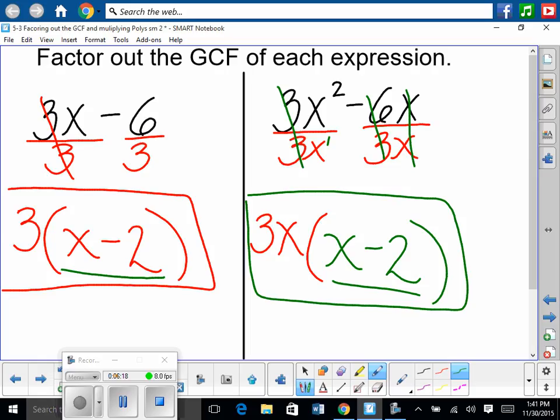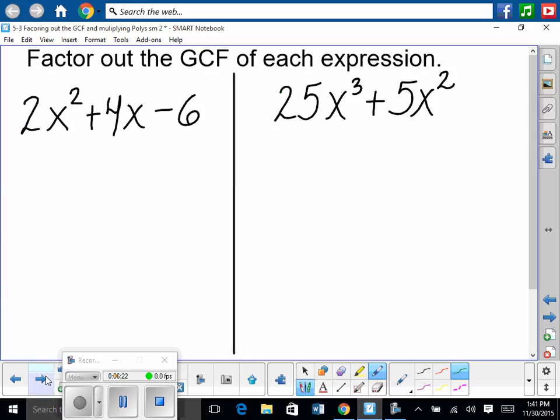Any questions so far? A little bit harder. Here we go. You're doing great. 2x squared plus 4x minus 6. Now, one of the common errors is people say, oh, I could pull out an x. But it has to be in all the terms. So 1 term, 2 terms, 3 terms. Is there an x in every term? Nope, so we can't pull out an x. Yes, there's an x in these two, but not all 3.